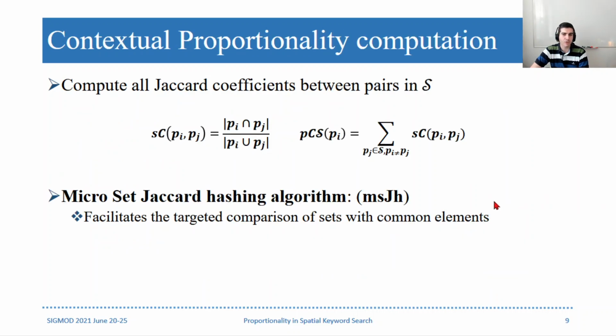Now let's focus on our proposed algorithms that facilitate the computation of the proportionality components. To compute the contextual proportionality score of a place P with respect to the input set, we need to compute all the pairwise Jaccard similarities between the places in S. To compute these scores efficiently, we propose the microset Jaccard hashing algorithm. MSJH facilitates the comparison of sets which have common elements and prune others. We can see how MSJH works in the following example.